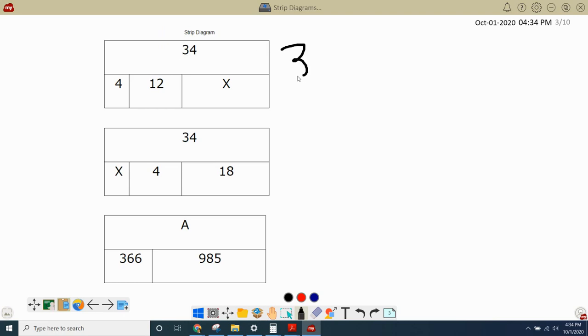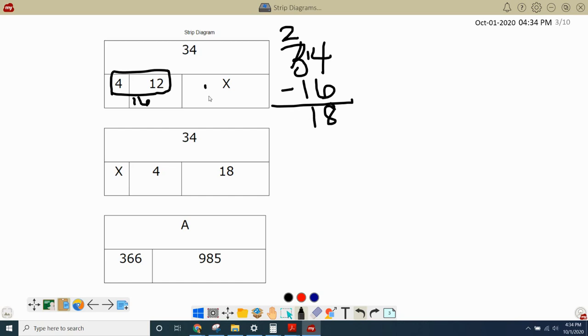We have 34. Okay, so I know I'm trying to find this X. Well, this together is part of 34. So 4 plus 12 is 16. So whatever is left over here is what X is. So I will do 34 minus 16, which is 18. And you can see 16 plus 18 equals 34, so it's a balanced equation. This one is literally exactly like this one, just with a little bit different numbers.